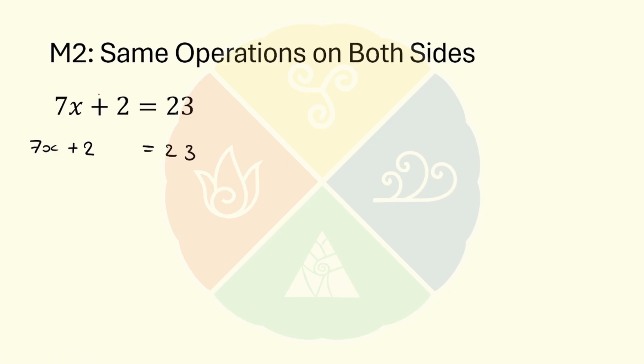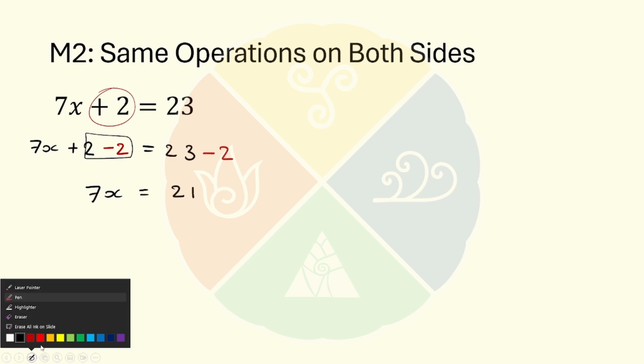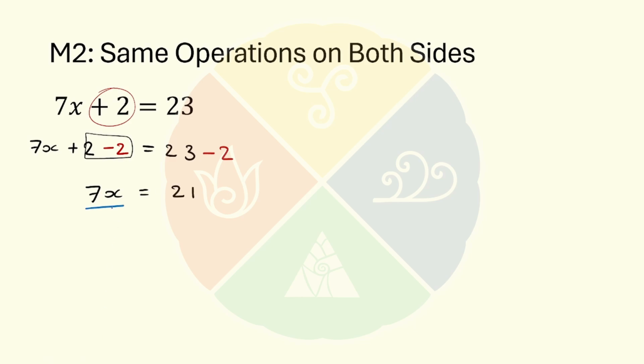So the first thing I want to eliminate is plus 2. So I'll do minus 2 on both sides. Then my thing will become 7x. This will get eliminated, right? 7x is equal to 21. Now I have to eliminate that 7. So I'll divide by 7. Divide by 7, 7 will go. My answer will become x is equal to 3.